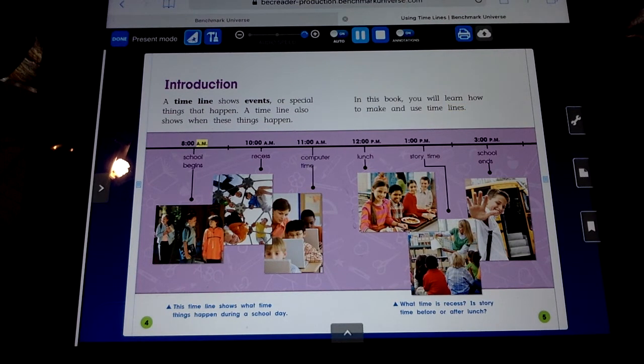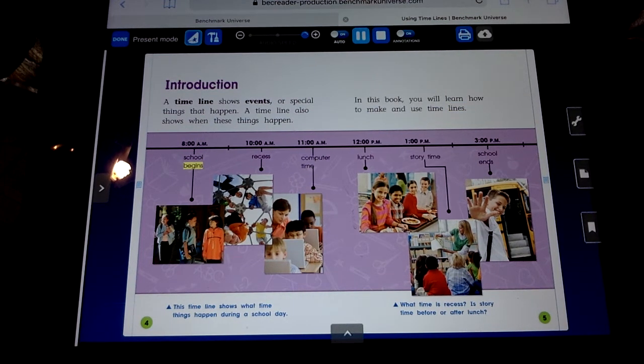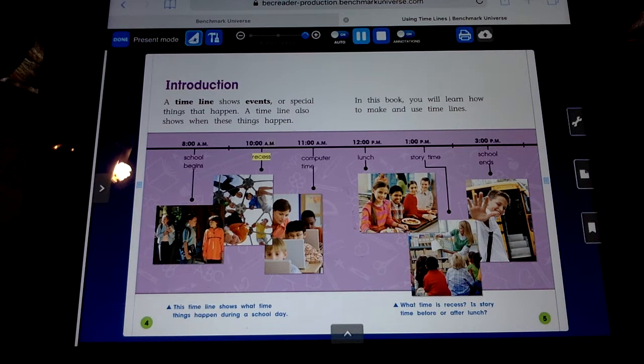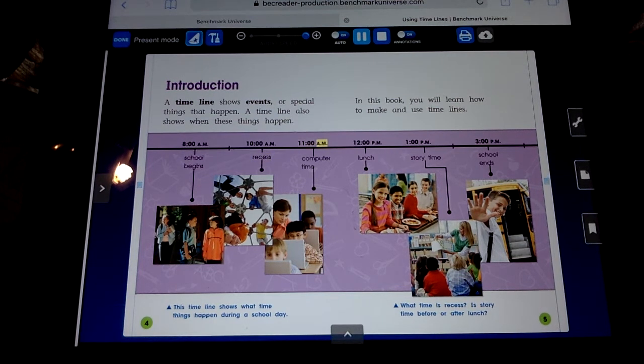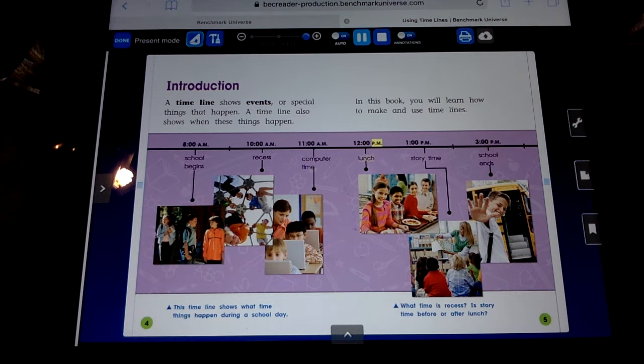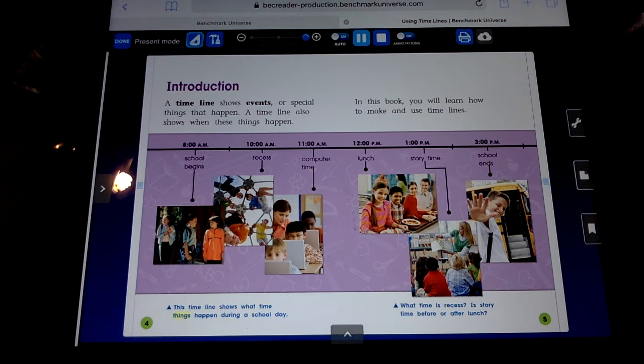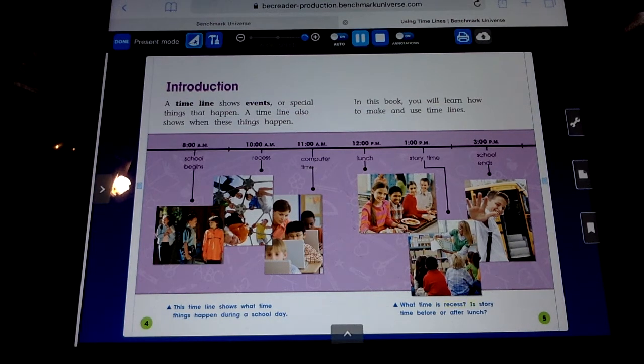8 a.m. School begins. 10 a.m. Recess. 11 a.m. Computer time. 12 p.m. Lunch. 1 p.m. Story time. 3 p.m. School ends. This timeline shows what time things happen during a school day. What time is recess? Is story time before or after lunch?